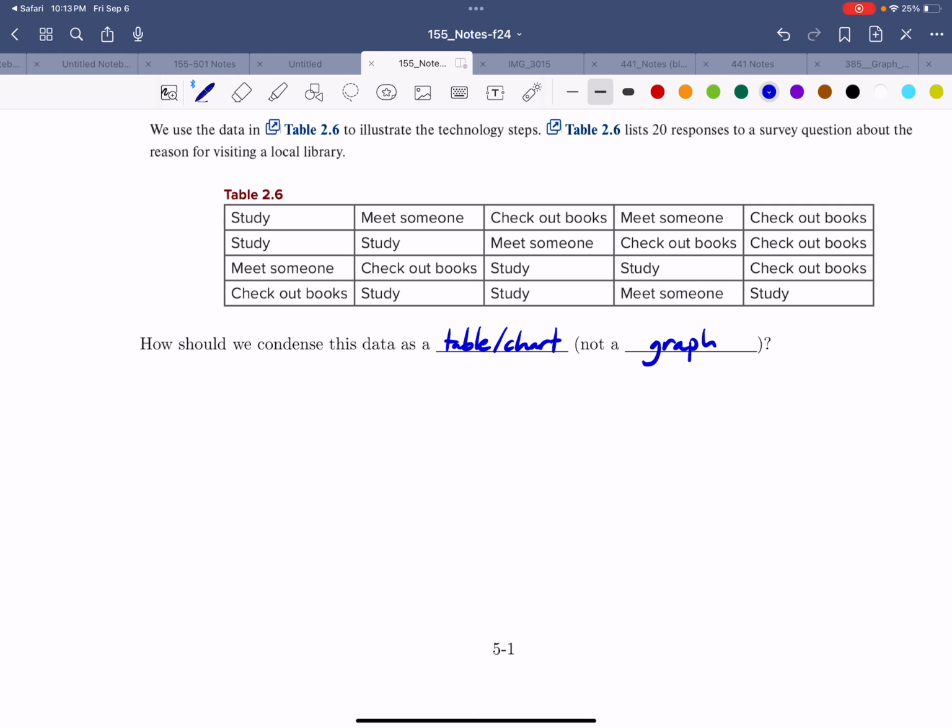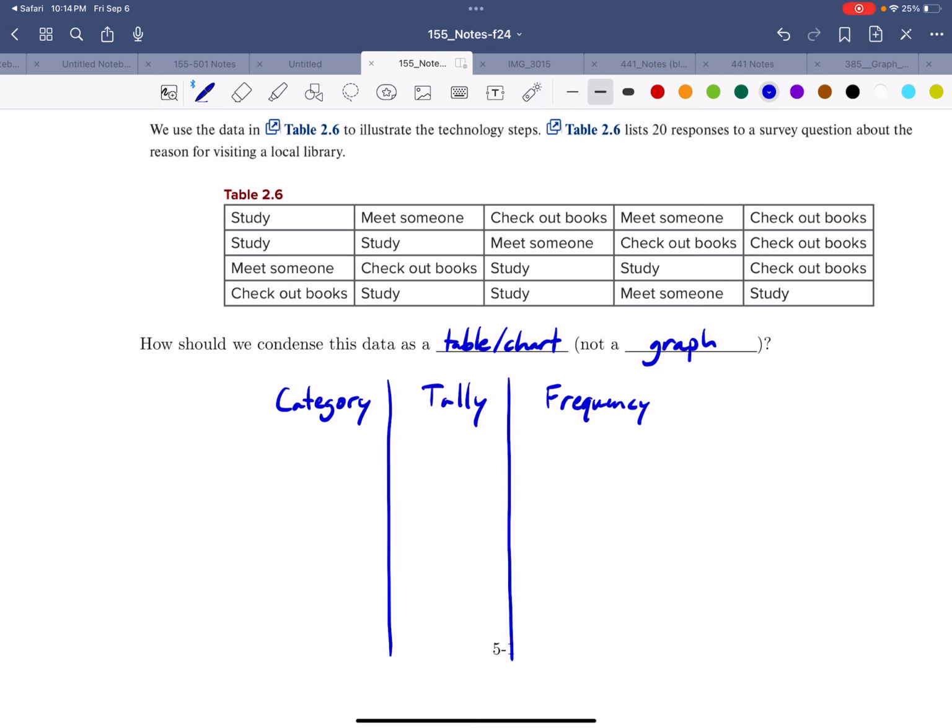So one thing you could do is make something called a frequency table, where on the leftmost column, you have the category. The middle column, we're going to have a tally. And then the rightmost column, we're going to have the actual frequency. So if we just do this, very basic, but very effective chart.